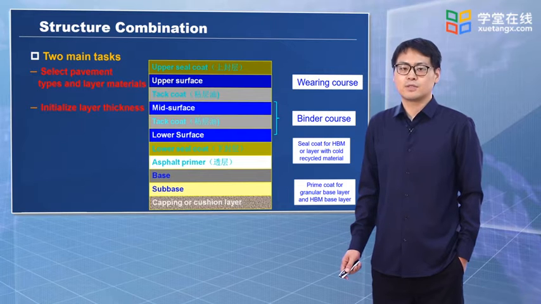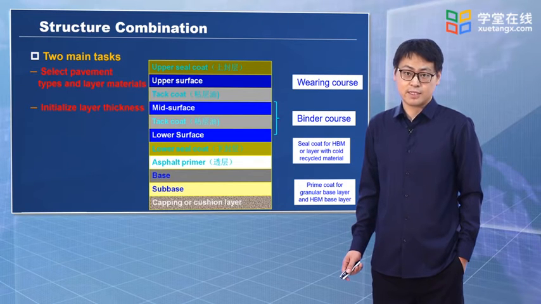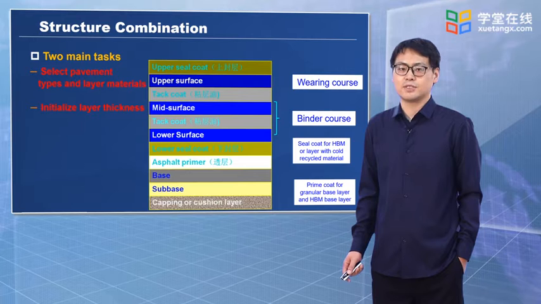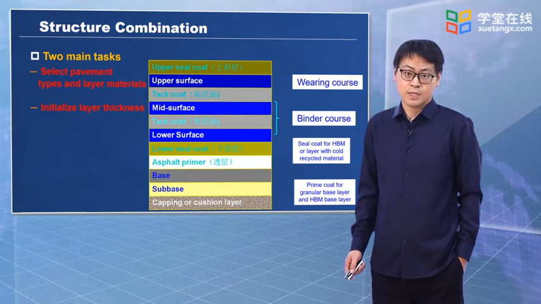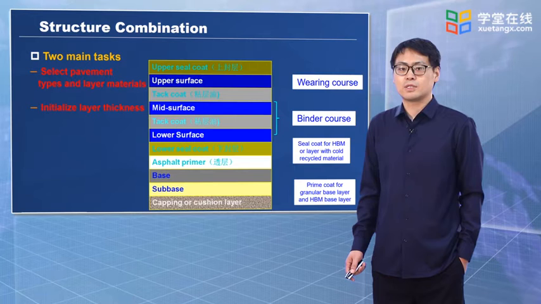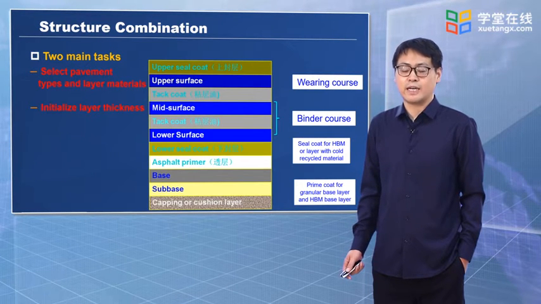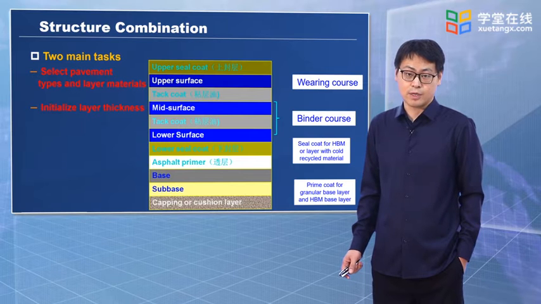The wearing course can be materials like dense graded asphalt mixture with nominal maximum aggregate size 13 or 16 and 3 to 5% air voids. The mid layer and the lower surface layer are binding layers. That is a transition layer between wearing surface and base layer. Binding course is also called the asphalt base course. It is the hot mix asphalt immediately below the wearing course.